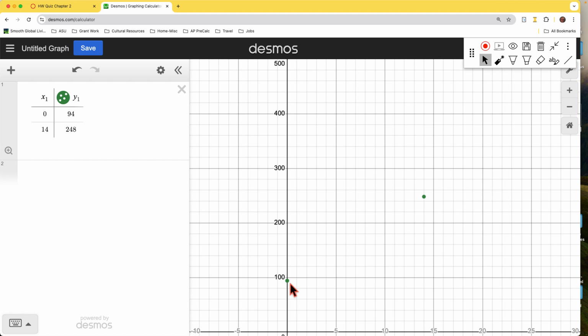And as soon as we've done that, you now see your 2 points that we've plotted. (0, 94) is right here. That looks about right. And then this is (14, 248). Yeah, that looks about right. And so we're all good. And this is a way of doing math visually. Yes, sir.